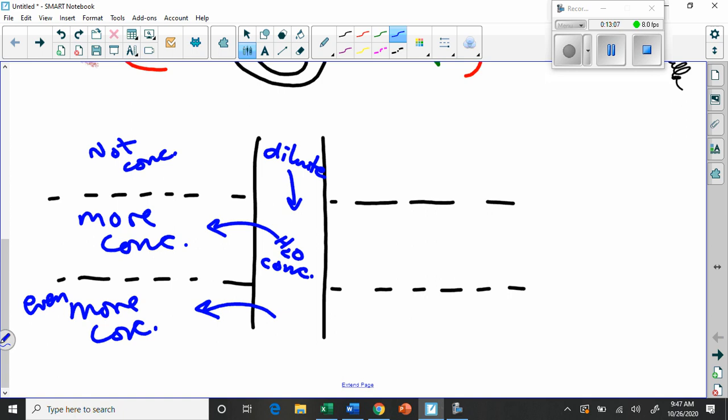And then on the opposite side, since we're talking about it like this, it's the opposite because the permeability is opposite. On this side, salts can't move.